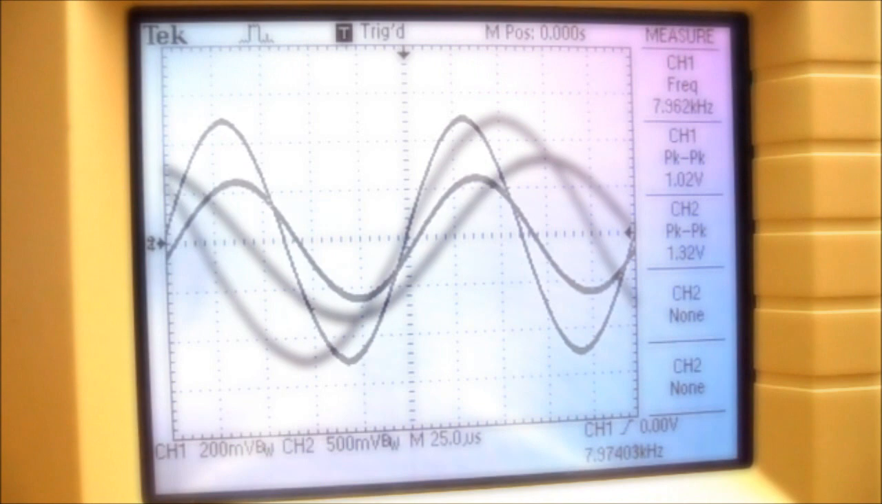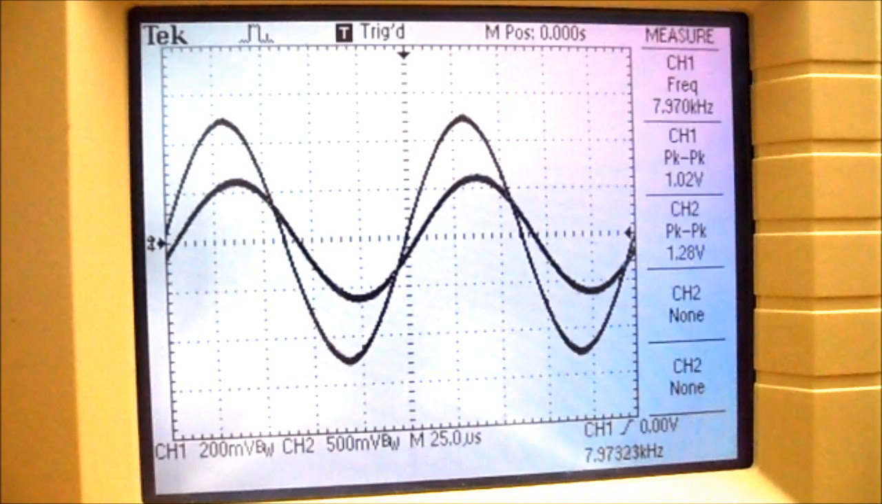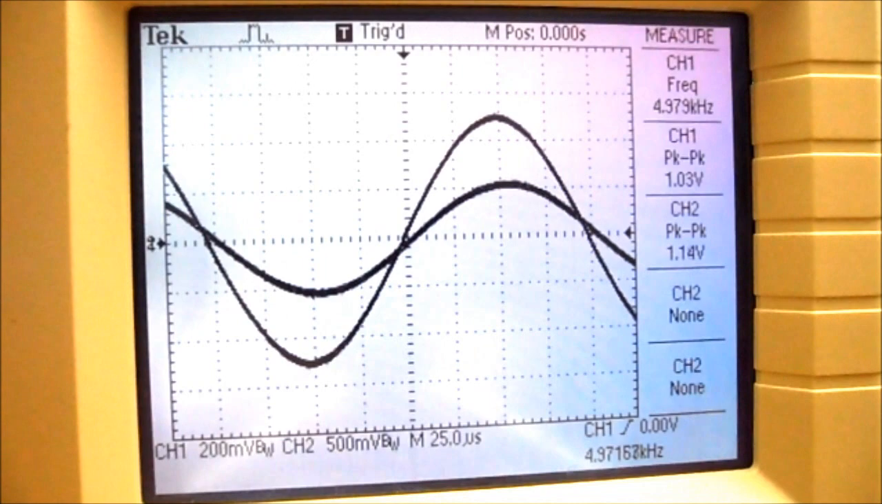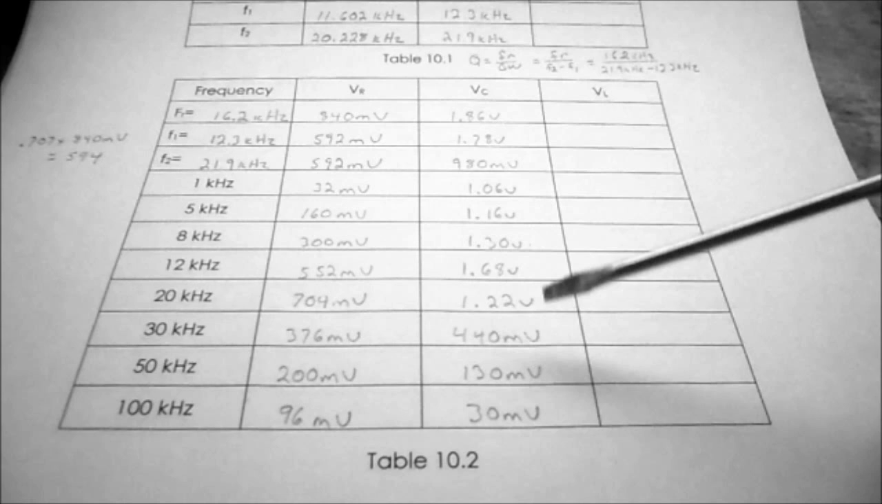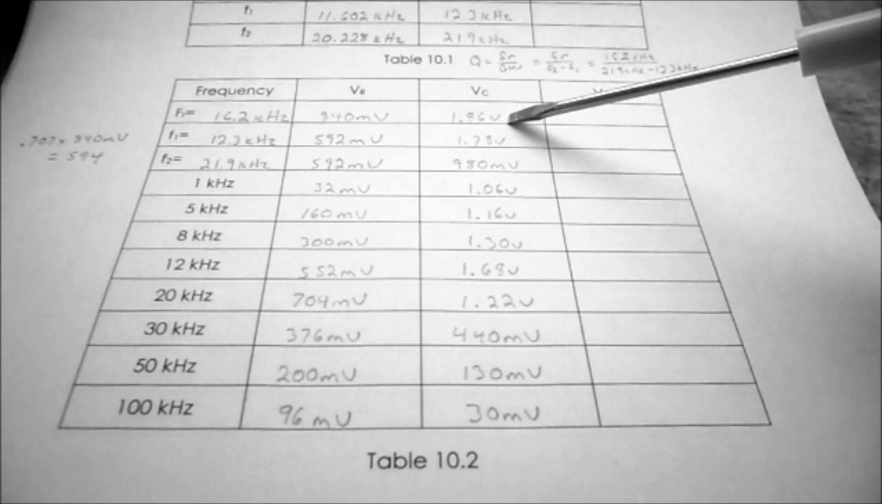At 8 kilohertz, the voltage drop across my capacitor is 1.3 volts. At 5 kilohertz, the voltage drop across the capacitor is 1.16 volts. At 1 kilohertz, the voltage drop across the capacitor is 1.06 volts. So on table 10.2, for VC, I've filled in the voltage drops across the capacitor at the required frequencies.